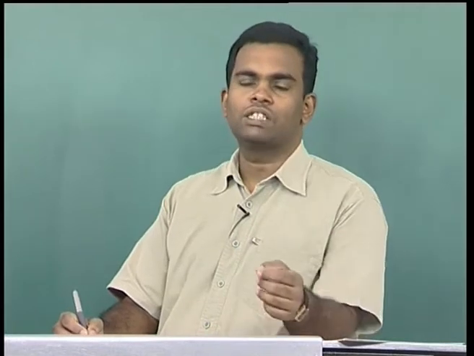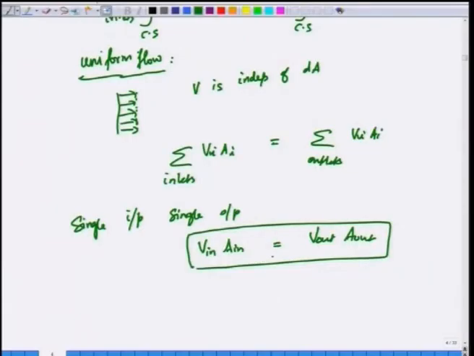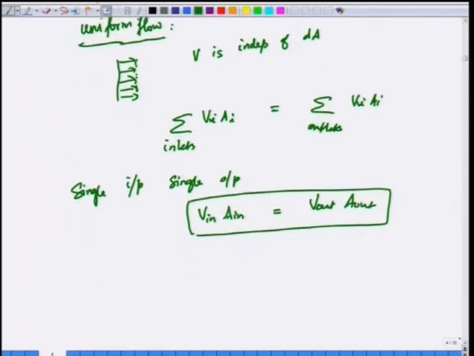This is a very simple form of conservation of mass applied to incompressible flows. Whether it is steady or not is not a problem, because the CV is a fixed region in space, so this is valid for both steady and unsteady flows as long as the flow is incompressible. So if the flow is uniform, that is the velocity vector is independent of the cross sectional area, then this is the simplified form of the mass conservation equation. V times A is the volumetric flow rate Q, so Q in is Q out.